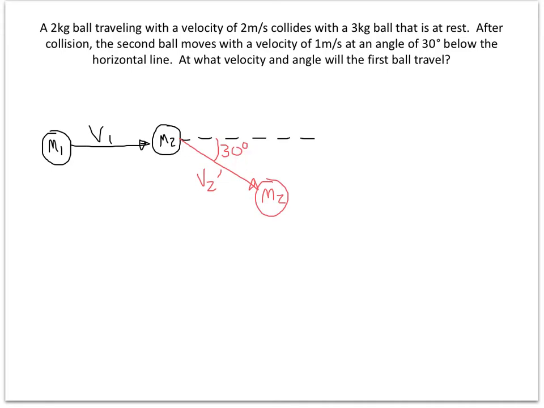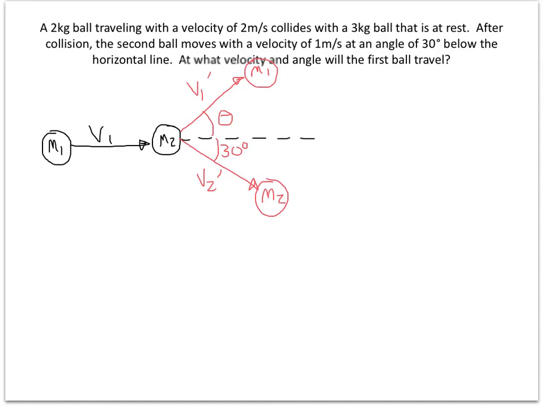So at what velocity and angle will the first ball travel? As shown here, I want to know what this v1 prime is, and I want to know what this angle is between the two. Now I've drawn the after situation in red.